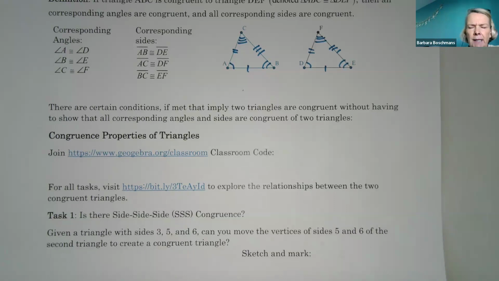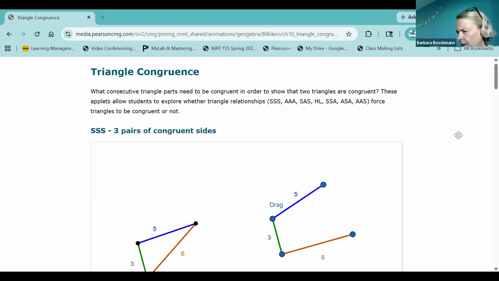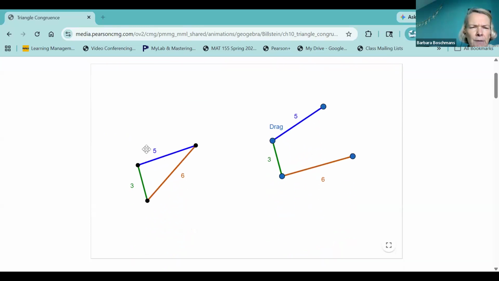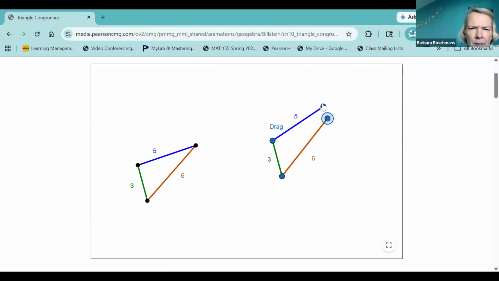So I'm going to do that and pause our recording so I can show you what it looks like in GeoGebra. Okay, for task 1, we have 3 pairs of congruent sides. And you have 1 triangle, 3, 5, and 6, that is static. The second triangle, we want to know if we know the 3 sides are congruent, can I match up these points to make the triangles congruent? And it looks like I can.